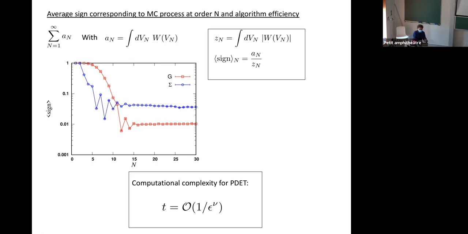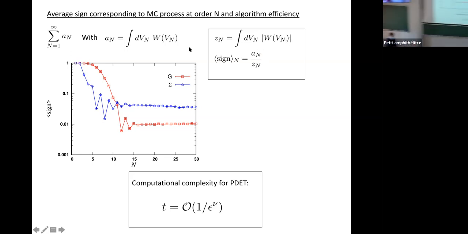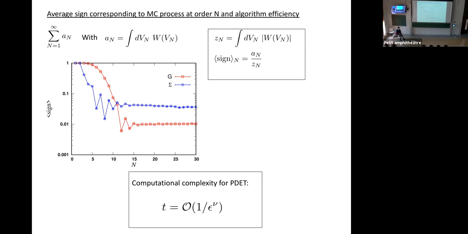And this has a definite sign. It's not sign alternating at all. So meaning that whether you take an absolute value here or not, it doesn't have any influence anymore because everything is determined by the short time behavior of the propagators.